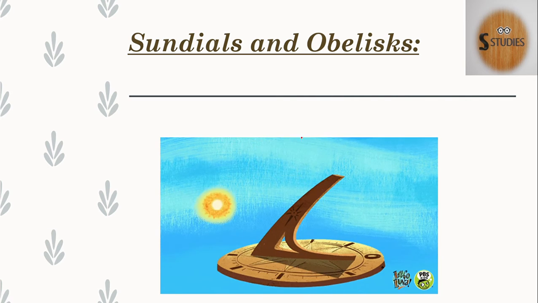So, this is what we call a sundial. It is made up of a wooden piece. A circular wooden piece is laid down, to which a long log of wood is attached, and the edge of the long log will produce a shadow, as you can see here in the picture. When the sun moves, the shadow too moves, showing the time. This is what we call sundials and obelisks.